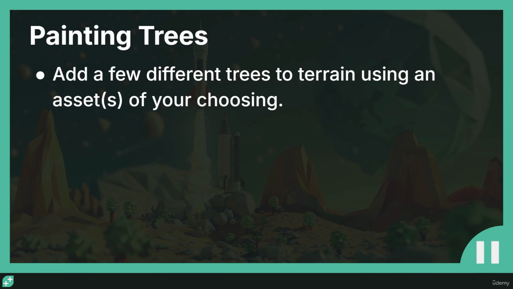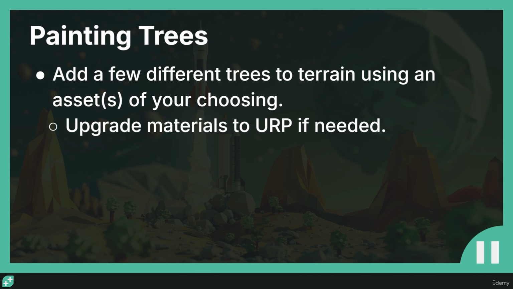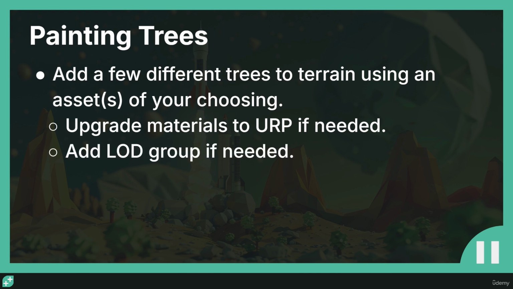Add a few different trees to your terrain using the assets of your choice. You might need to upgrade the materials to URP depending on which asset you download, and you might need to add an LOD group if needed. Have a play with a few different trees, download a few different assets, just to go through the process a couple times and find the sort of tree that fits the aesthetic of the game that you're looking for. Pause the video, give it an honest effort, and I'll see you back here in a few moments.